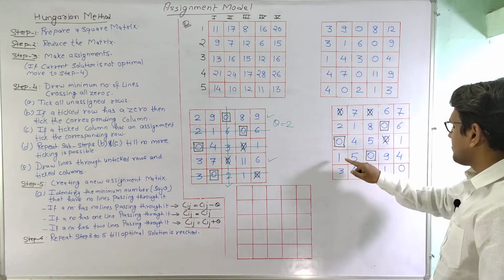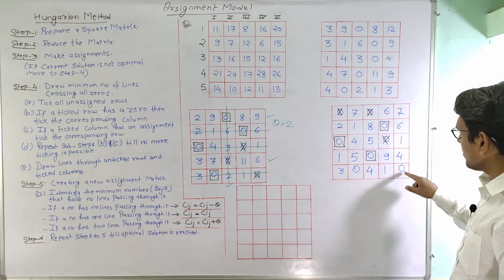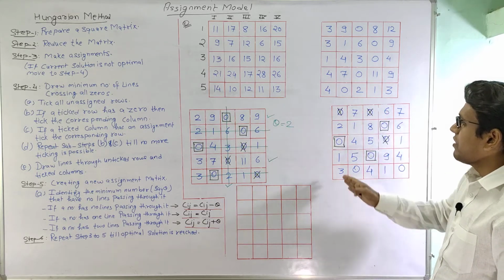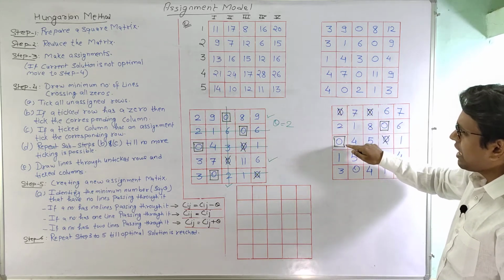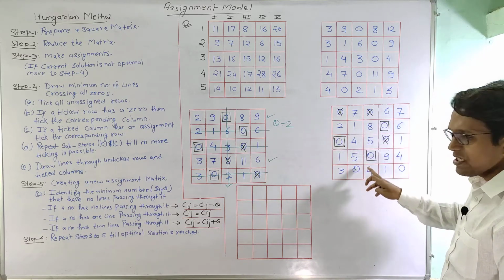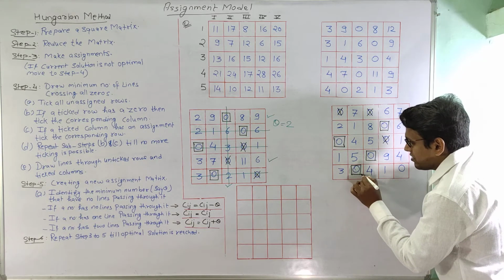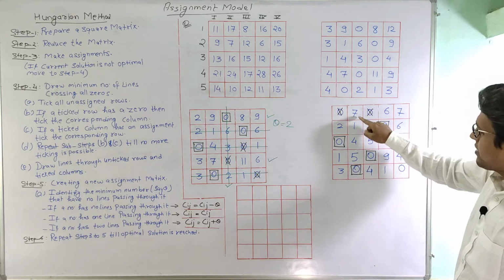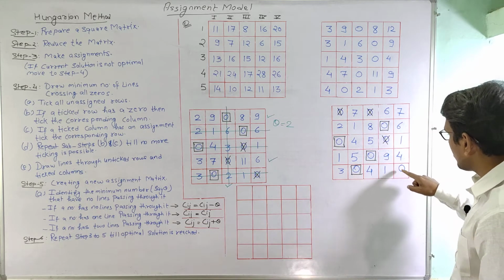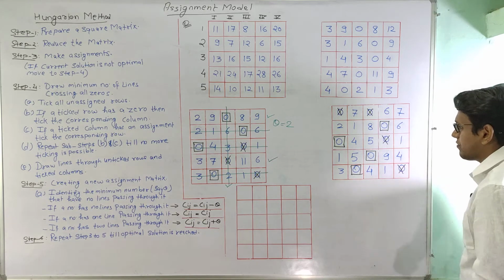And now moving on to row 5. In row 5 we have more than one 0, so we will skip this and we will move column wise. So in column 1 we already have an assignment, and moving on to column 2. In column 2 we have a single 0 here, so we will assign this 0, and once this 0 is assigned, no more assignment can be done in this column and no more assignment can be done in this row. That means once this is assigned, this 0 has to be crossed off.